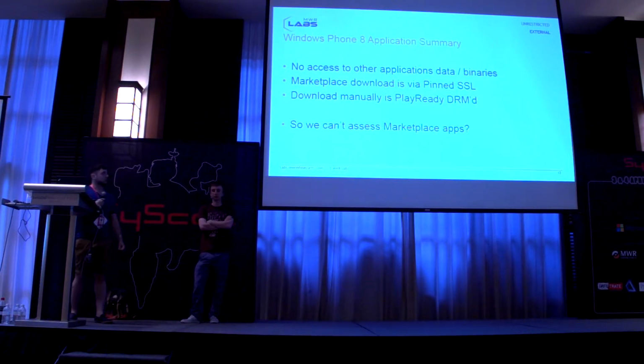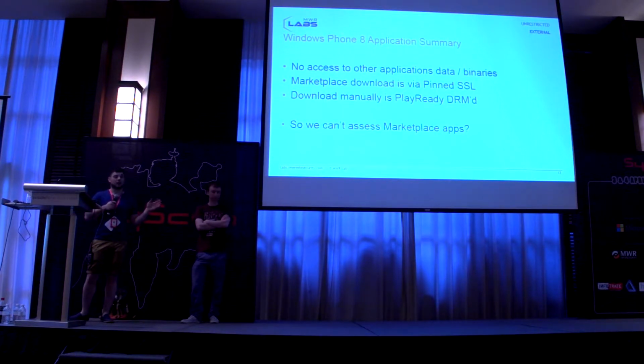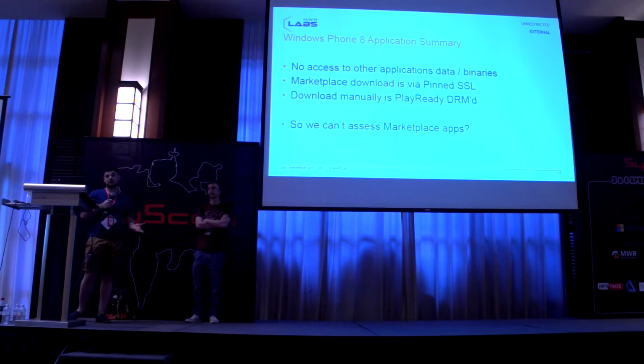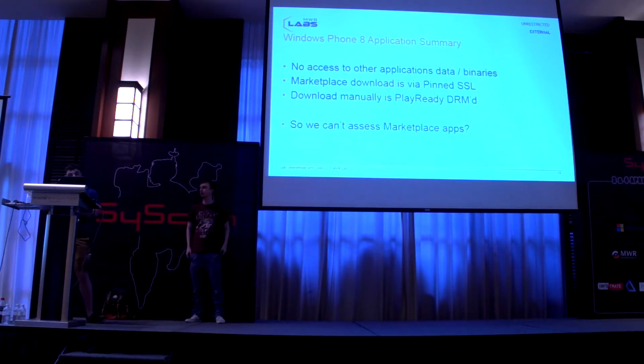There is, on the Windows Phone 8 marketplace, a manual download and install option, which allows you to download the XAP itself straight from the marketplace, stick it onto the SD card of the phone, and install that to the device. But the XAP itself obviously still has PlayReady DRM until you install it to the device. So you can't just extract the code and take a look. You first have to install it to a device.